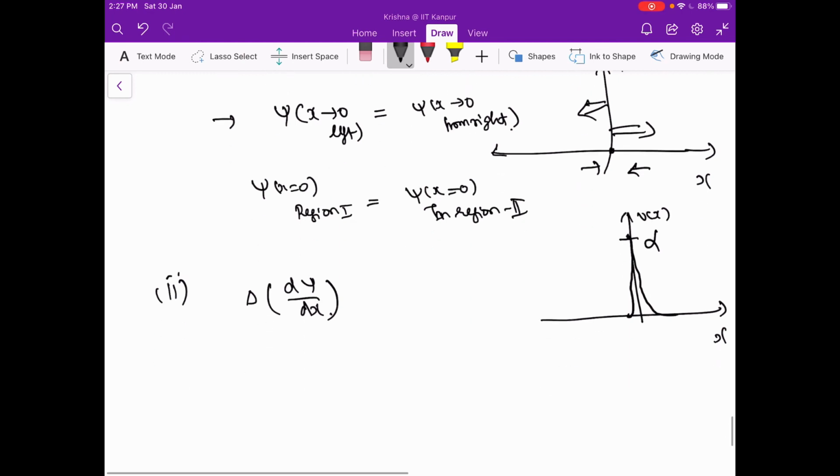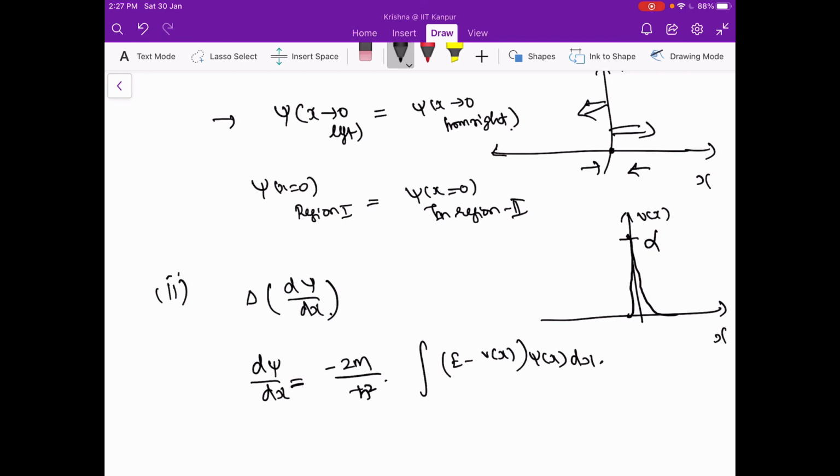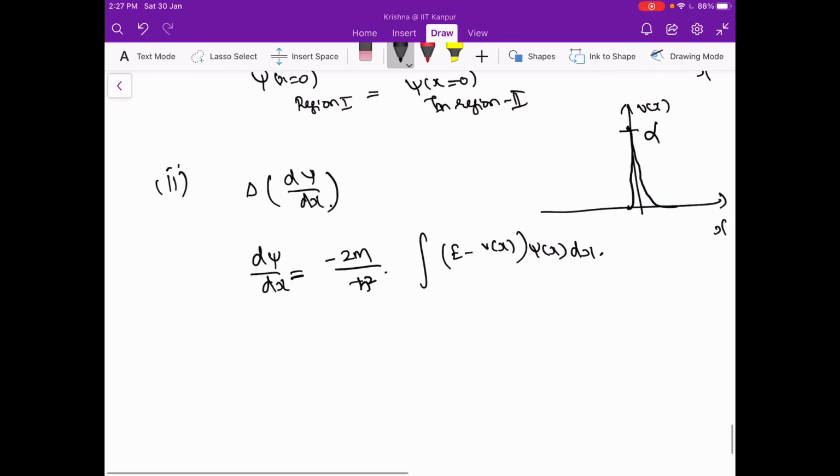Let's take a look at the expressions that we have previously written. That is, d psi by dx is minus 2m by h bar square integral of e minus v of x into psi of x dx. All I'm trying to say is what happens particularly at x equal to 0. What is a small change, delta of d psi by dx, at x equal to 0? How do we calculate this?